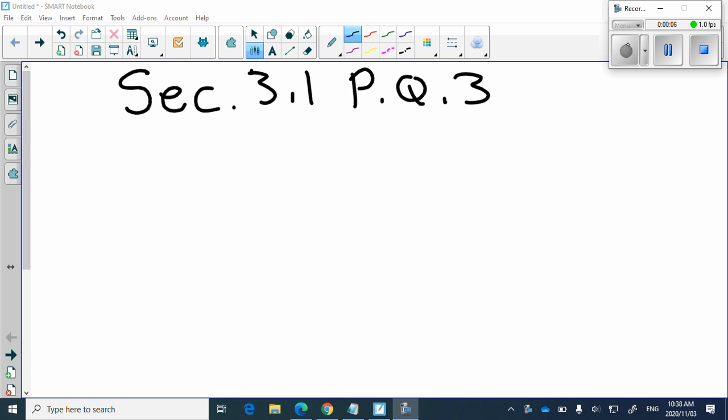Section 3.1, practice question 3. Let me read it. The force of gravity on the heaviest person in history is 6.2 kN, kilonewtons, and the down arrow for down. So first thing is the fact that we know the force of gravity.